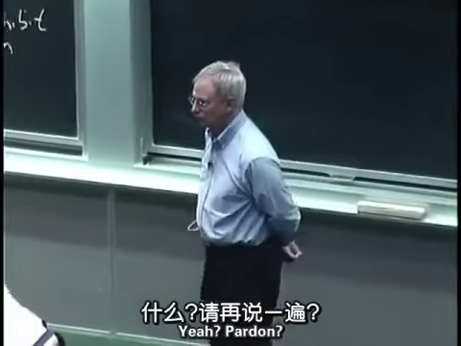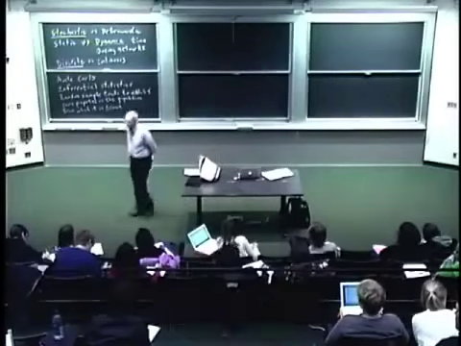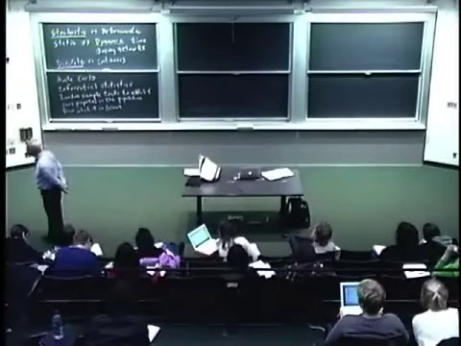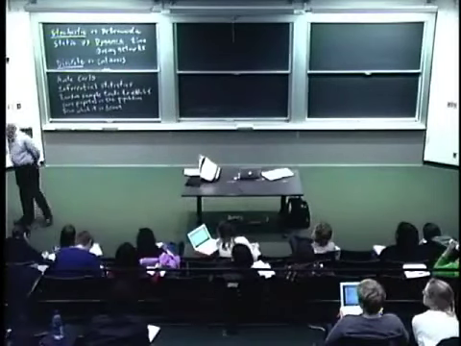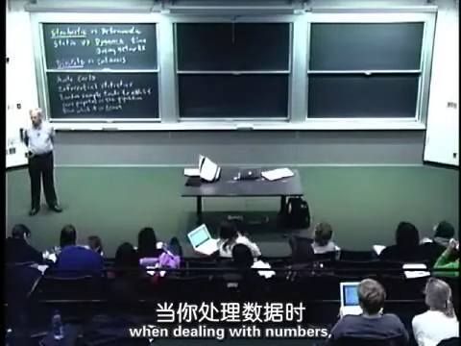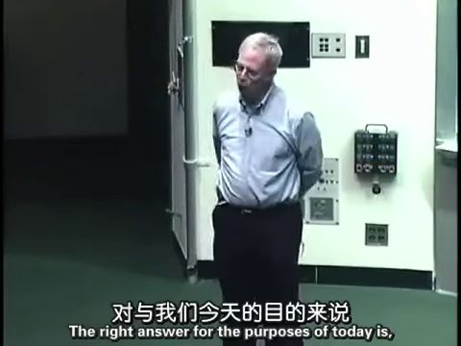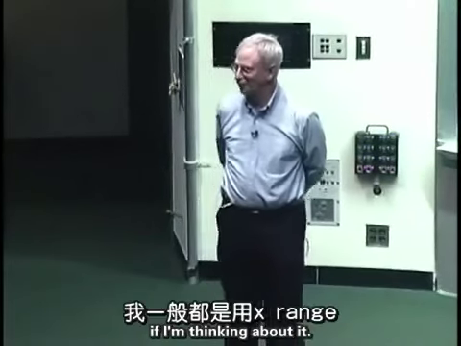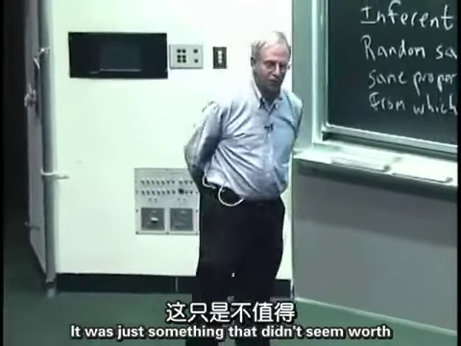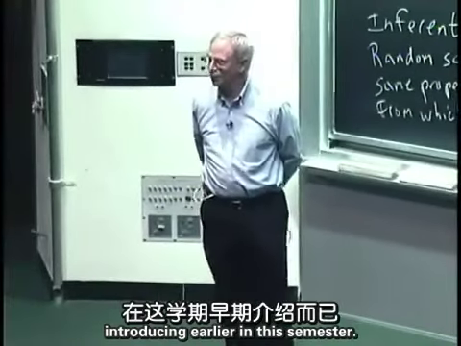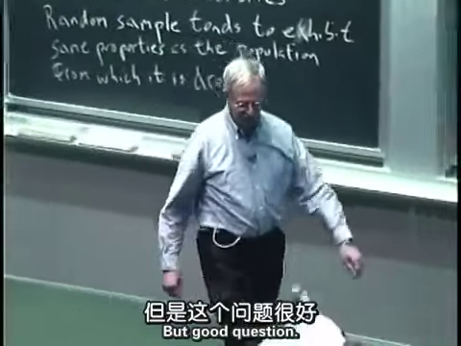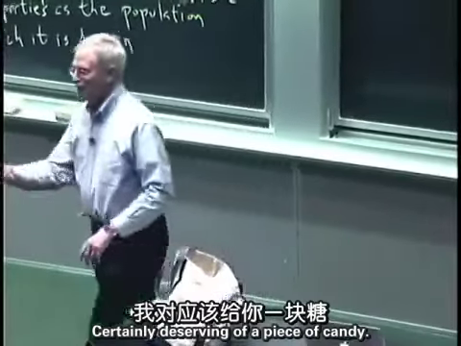Yeah? So why isn't X range by default? Pardon? Like, why would we ever use range instead of X range? No good reason when dealing with numbers, unless you wanted to do something different with the list. But there's no good reason. Now the right answer for the purposes of today is no good reason. I typically use X range all the time if I'm thinking about it. It was just something that didn't seem worth introducing so early in the semester. But good question, certainly deserving of a piece of candy.